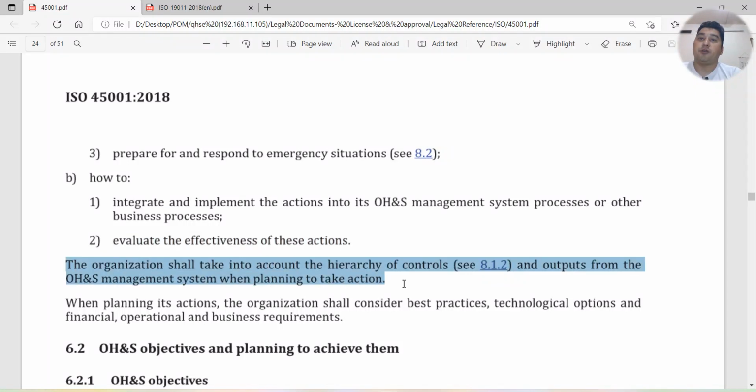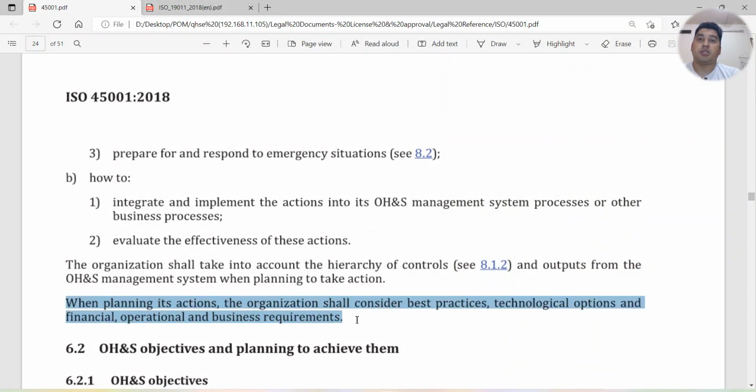The organization shall take into account the hierarchy of controls, clause 8.1.2, and outputs from the OHS management system when planning to take actions. As you know, the hierarchy of controls is ERIC PD that you can implement, and what are the outputs from the OHS management system when planning to take action. When planning its actions, the organization shall consider best practices, technological options, and financial, operational, and business requirements.